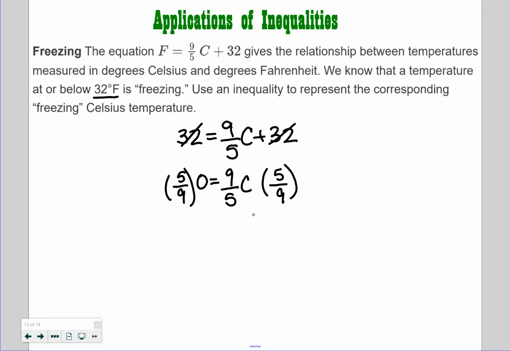Multiply by that reciprocal. The other option here is you could divide by 9/5 on each side, but sometimes dividing by a fraction gets messy. 5/9 times 0 gives me 0. So that means 0 degrees Celsius is equivalent to the freezing temperature in Fahrenheit. We want to use an inequality to represent all freezing temperatures. So if the Celsius temperature is less than or equal to 0 degrees, we know that it is freezing. And we know that if it's greater than, it's not freezing.